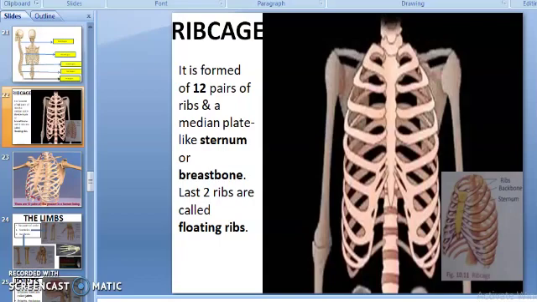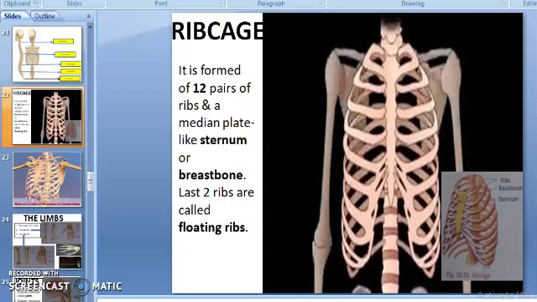Skull we have discussed. It consists of 22 different bones, which are divided into two groups: cranium bones and the facial bones. Cranium bones are 8 in number and facial bones are 14 in number. 8 plus 14, 22 total bones are there. And out of all these 22 different bones in your skull, only the lower jaw is movable.